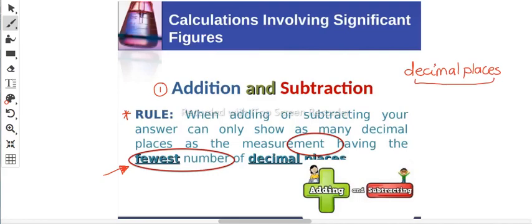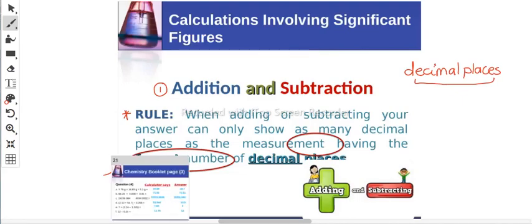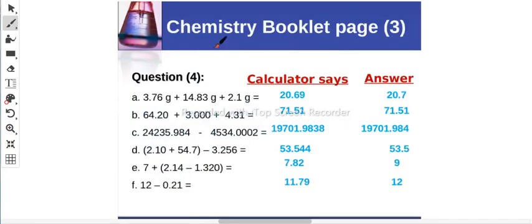In order to understand this rule more, we're going now to have a practice. Inside this question, I have A, B, C, D, E, and F. So I have an addition or subtraction. I can have my calculator beside me, so you can go through your calculator and you can put the numbers beside each other. So here I have what the calculator says and what your final answer should be, taking into consideration the rule that we have when adding or subtracting.